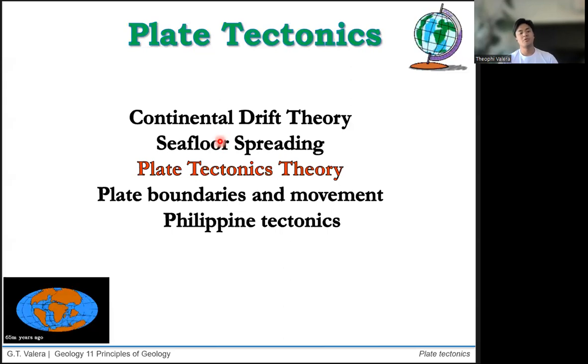Last recording, we discussed yung continental drift and seafloor spreading, which is basically the baseline theory, kumbaga, that eventually led to the discussion on plate tectonics theory. So the plate tectonics theory suggests that basically the Earth's lithosphere can be divided into different plates, and these plates are moving on top of the asthenosphere, which is relatively plastic and can therefore flow.